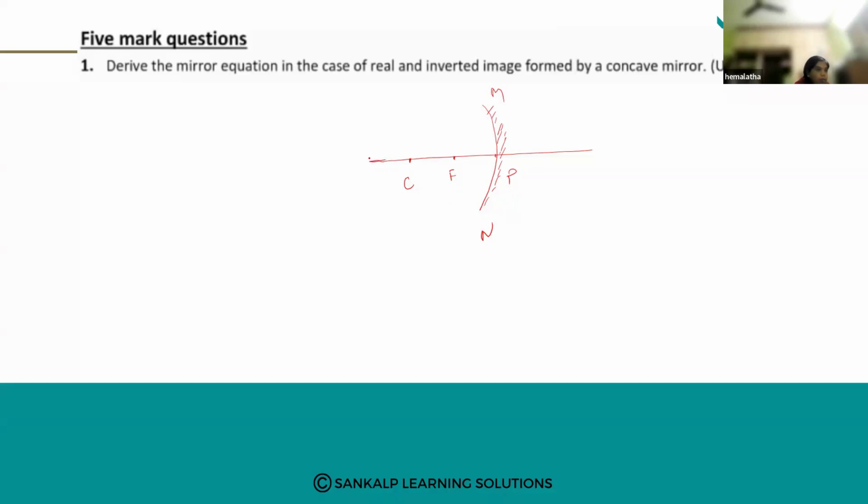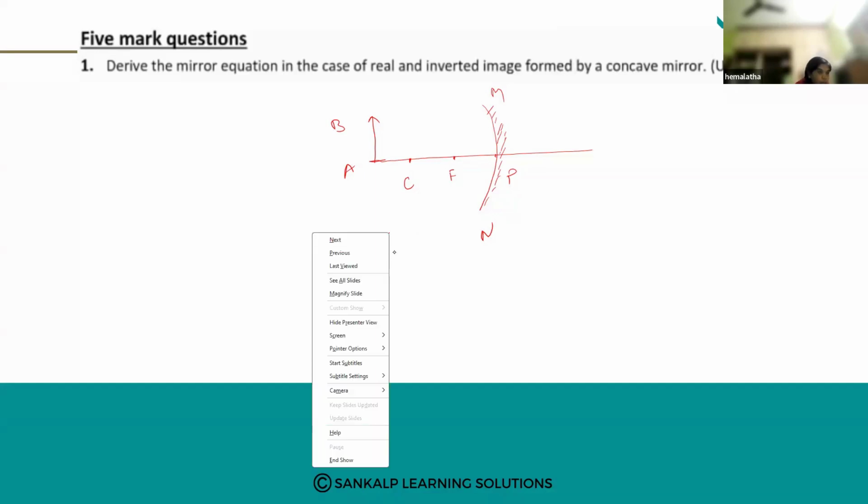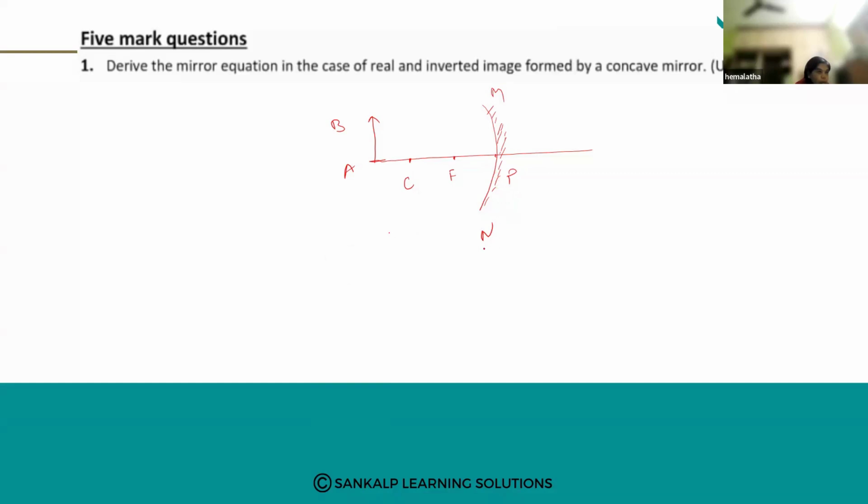So the object, A is there, B is there. If you put the object beyond C, then you will get a real and inverted image of the object. Correct? So if the object is here, this distance is known as U. You will measure it from the pole. This is the U.